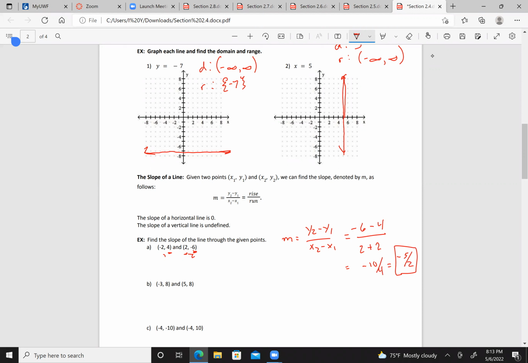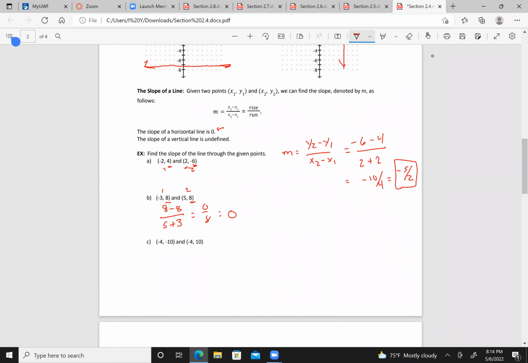Basically, for every drop of 5, it moves right on the x-axis 1. Okay, so here we have y2 minus y1. Again, I'll let that be point 2 and point 1. So I have 8 minus 8 over 5 minus negative 3. Well, that's 0 over 8, which is 0. Note, our y values are the same. This is a horizontal line, which has a slope of 0.